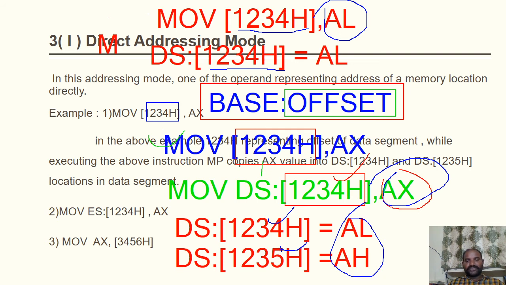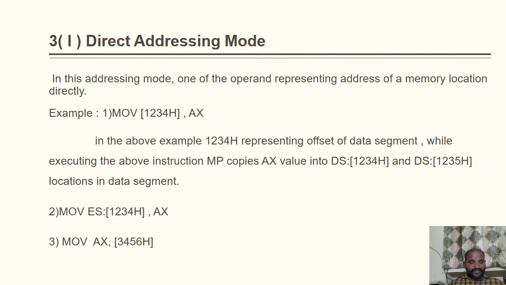Now, 1234H and 1235H is the default one. If you are not specifying any base address here, meaning we are not having the 20-bit physical address format, then whatever offset address we have belongs to the data segment.